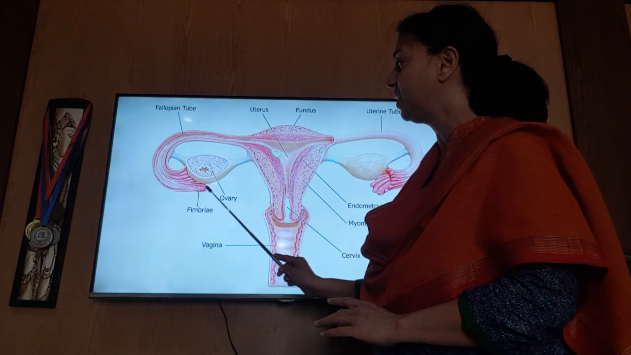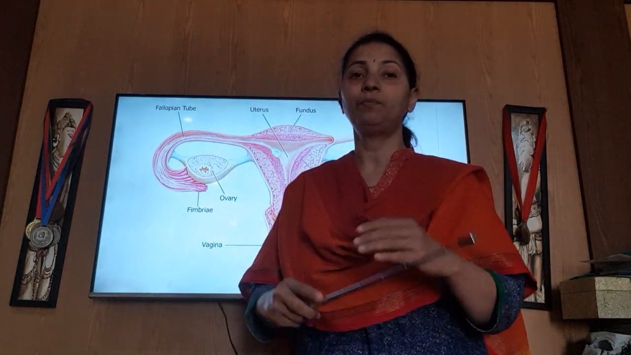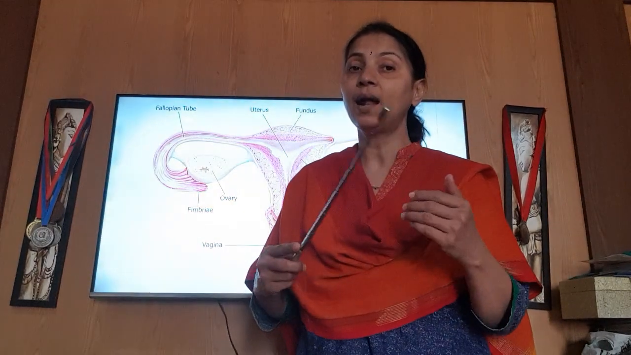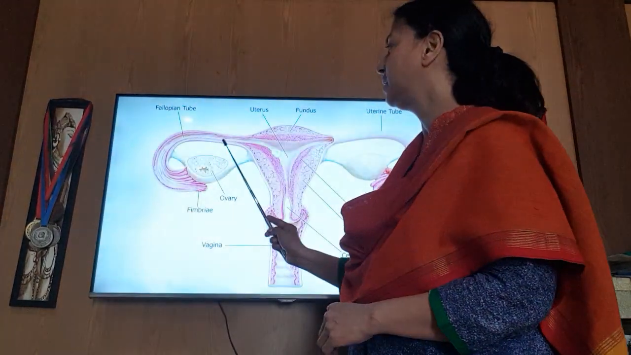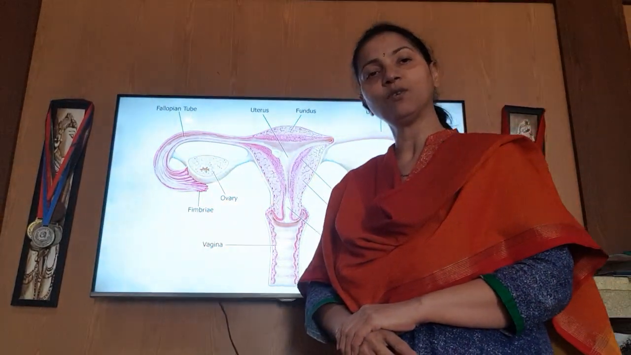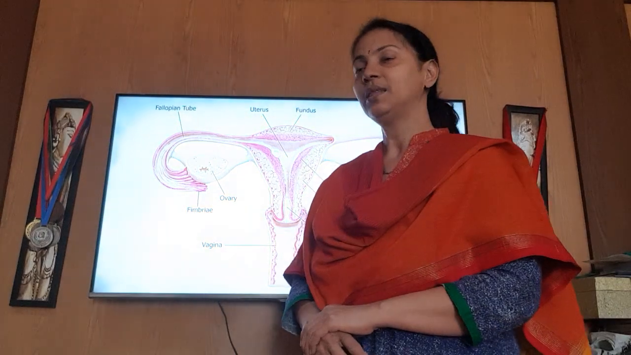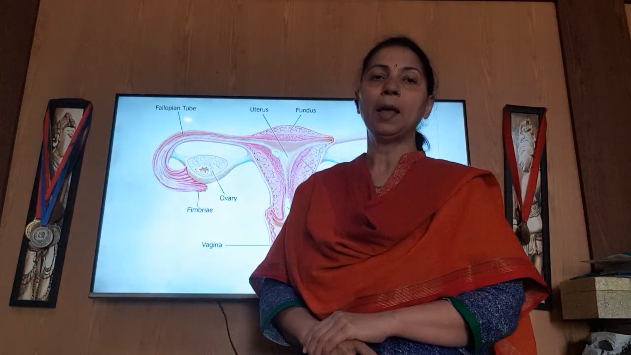Lymphatic drainage will be same as that of these areas. That means pre-aortic and lateral aortic lymph nodes. So it will be drained by the lymphatics similar to the lymphatics of ovary. Now the nerve supply, it is also same. It has got both sympathetic and parasympathetic nerve supply.